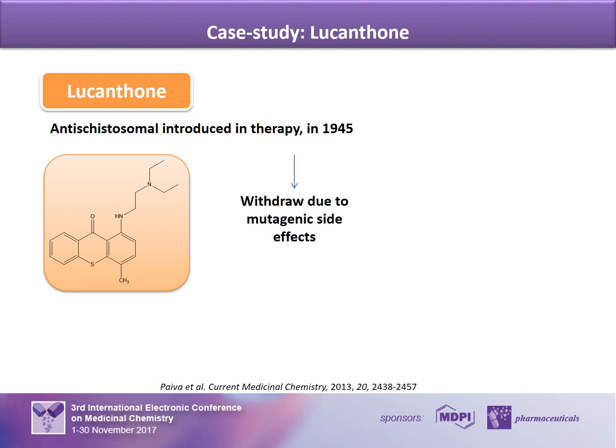So the first case study is glucantone, that is a thioxanthone, that was introduced in therapy in 1945. Although it was considered at the time a drug of choice as anti-schistosomal agent, in the 70s it was withdrawn from therapy due to mutagenic side effects. Nevertheless, this effect led to the investigation of this compound as an anti-tumor agent.